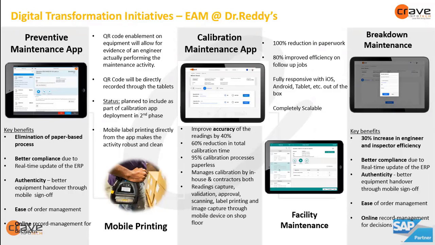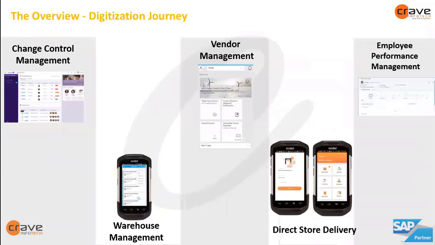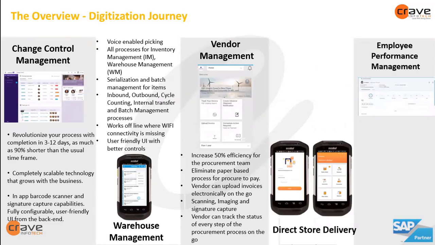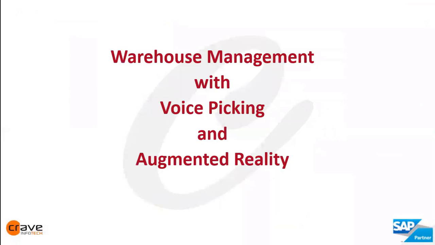All of our applications are enabled for printing, so people can do mobile printing out in the field or in the factory environment. They are not coming back and forth if they have to stick labels or barcodes. Next is the non-EAM. We have change control, which I spoke about a little bit, warehouse management, vendor management, direct store delivery, and employee performance. We'll share this slide so you'll have more details.